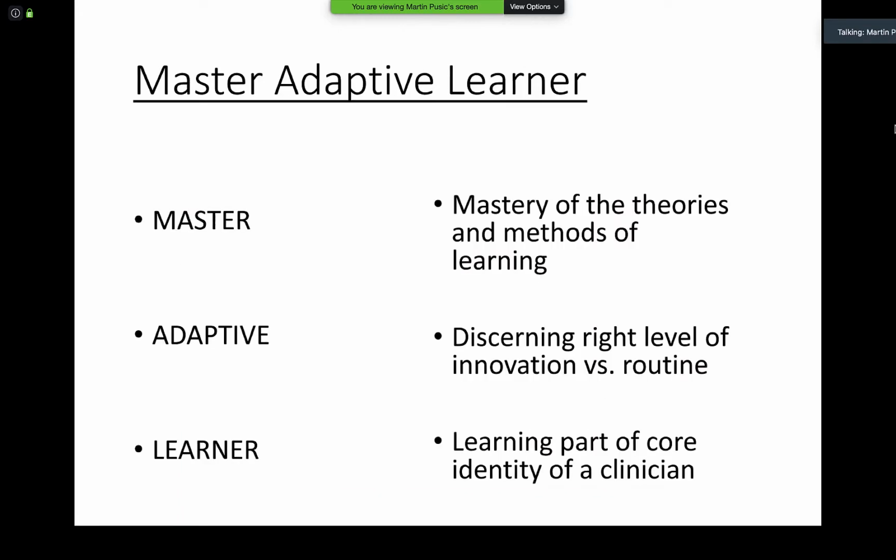And so again, here are the definitions for the Master Adaptive Learner, and we're going to focus today on the theories that underpin Master Adaptive Learning.